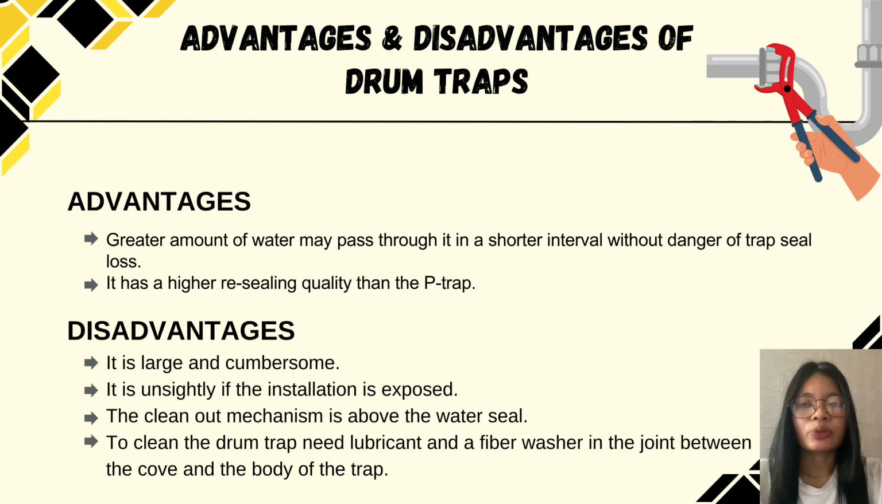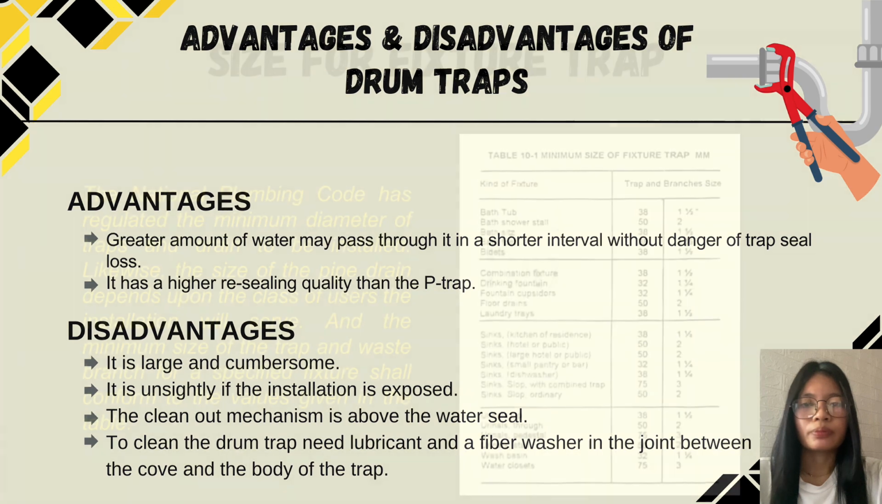Okay, so the next one is the advantages and disadvantages of drum traps. Ang advantages ng drum trap, there are two. Number one, a greater amount of water may pass through it in a shorter interval without danger of trap seal loss. Number two naman, it has a higher sealing quality than the P-trap. And the disadvantages of drum traps naman, there are four. Number one, it is large and cumbersome. Number two, it is unsightly if the installation is exposed. Number three, the clean out mechanism is above the water seal. And the last one, to clean the drum trap, you need lubricant and a fiber washer in the joint between the cap and the body of the trap.